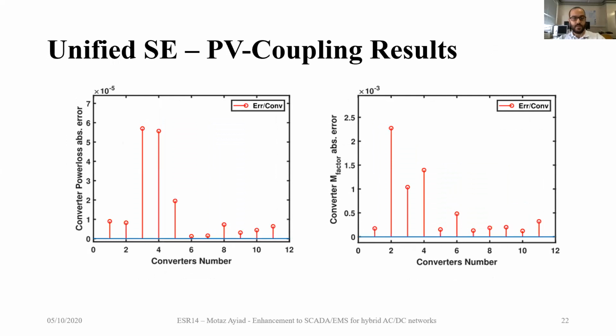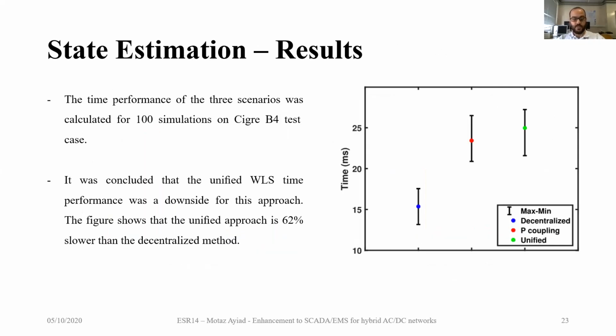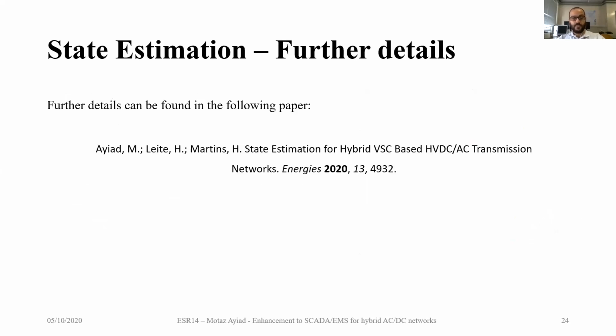When we look at the PV coupling, or the power and voltage coupling, we can see on the left side that the constraint error is almost 10 to the minus 5, while the M factor is almost 10 to the minus 3. Despite the great accuracy provided by the unified approach, there is one downside, which is the time performance. The decentralized approach is almost 62% faster than the unified approach, and it also requires less memory allocation. Further details and more depth about the mathematical background can be found in this paper, state estimation for hybrid VSC-based HVDC AC transmission networks.